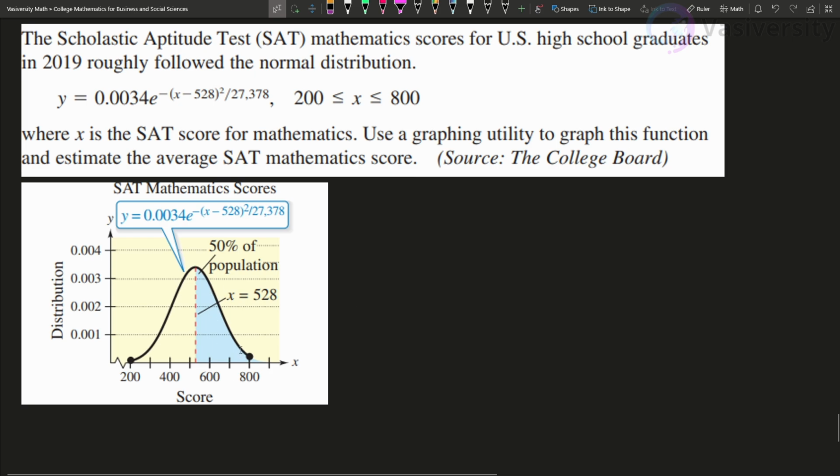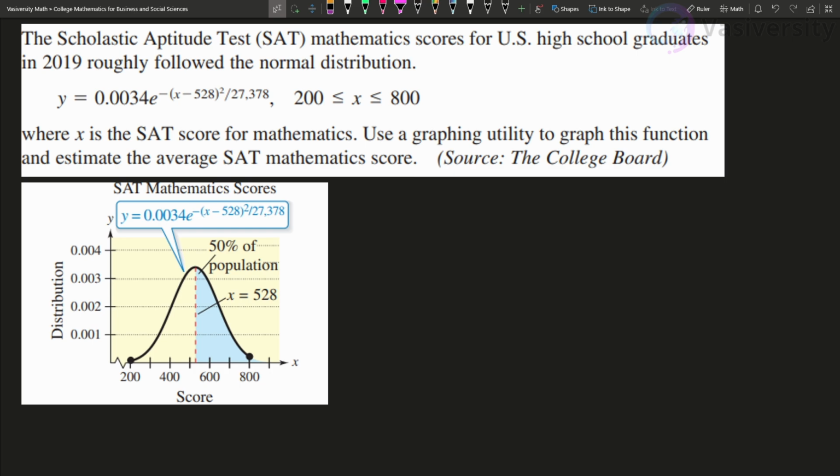If you're all the way right here, you scored almost 800, like 799. The lowest score is 200 and the highest is 800, so that's going to be the domain of that equation. The x is going to be the scores between 200 and 800. You can use Desmos to graph this equation, to solve it, and to find the values for it.